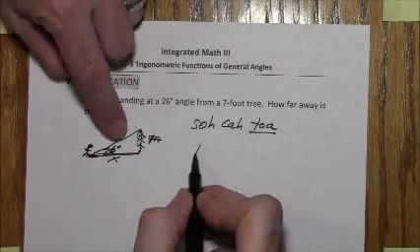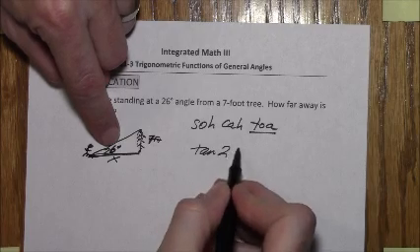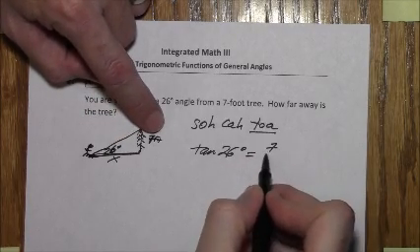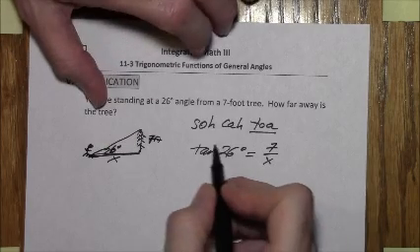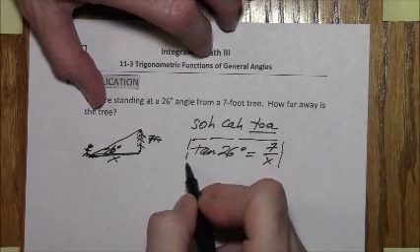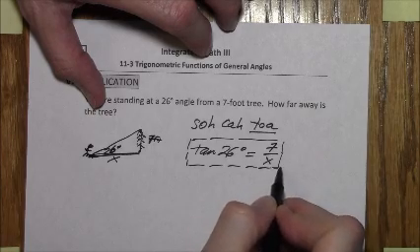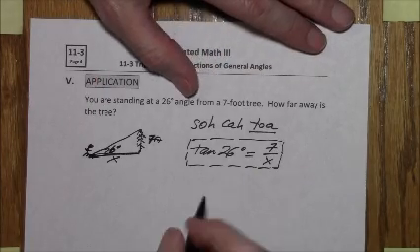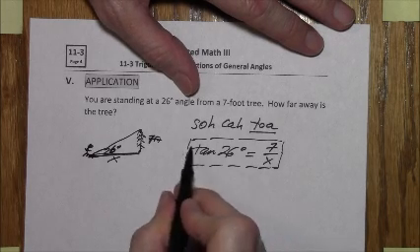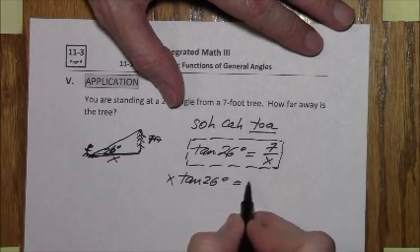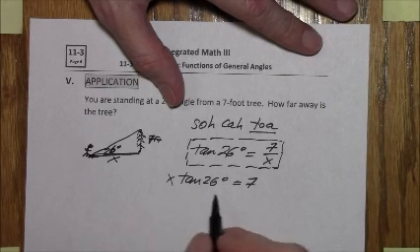so we can solve for x. So I can say that the tangent of 26 degrees is equal to the opposite over the adjacent. So this is an equation that will help us solve it. That's a trigonometric equation. Now we'll multiply by the x to get x times the tangent of 26 degrees is equal to 7. We want the x by itself.